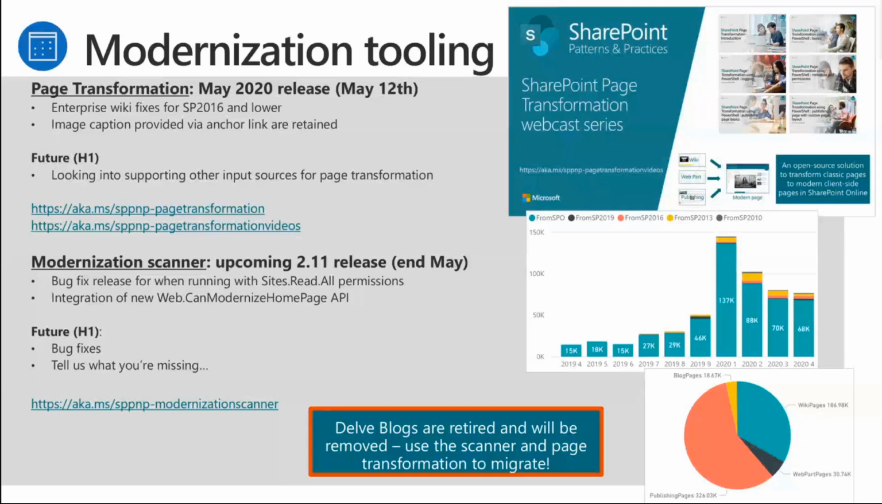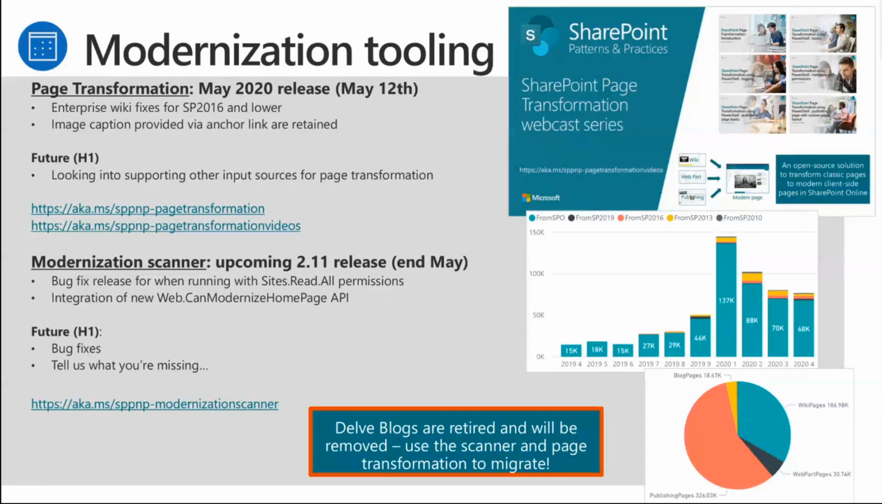Looking forward to the future, the item has been there for a couple of weeks now. We didn't work on that yet, but still the plan is to support other input sources for page transformations, essentially being able to define a format which allows you to export your classic, your non-Microsoft intranet or a MediaWiki environment or whatever type of environment to a common format, and that common format can be used to generate modern pages in SharePoint Online. So that's the aim, but it still has to start. So there's still some work to do.